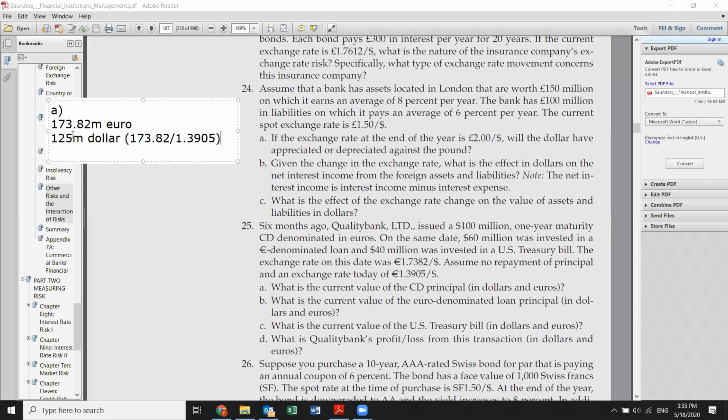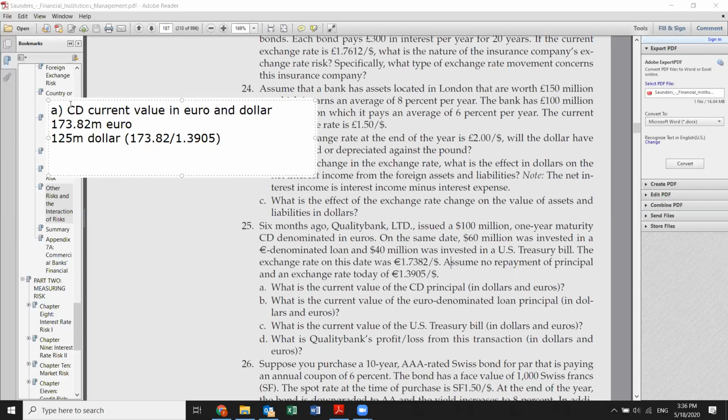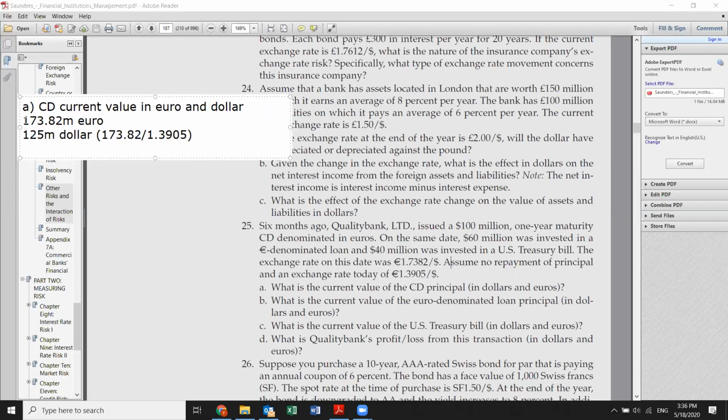So this is how we get the CD's current value, guys, in euro and dollar. Okay, just like this.